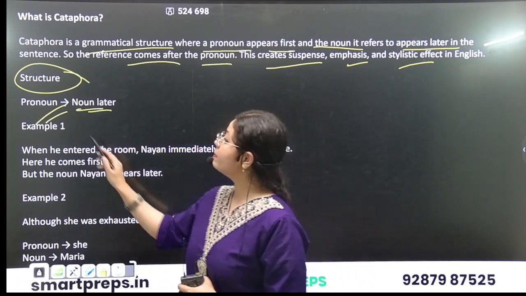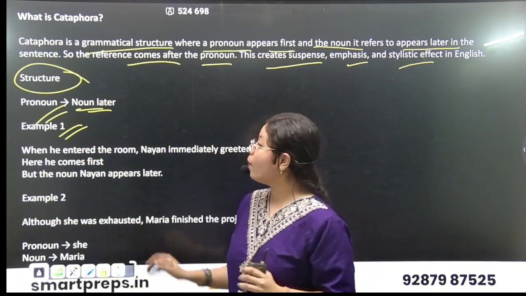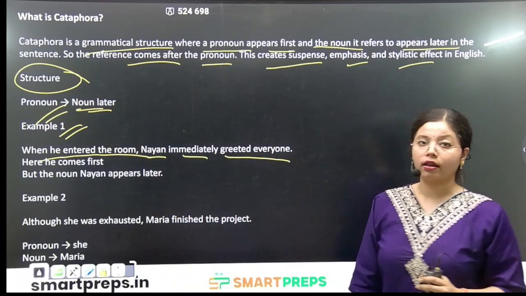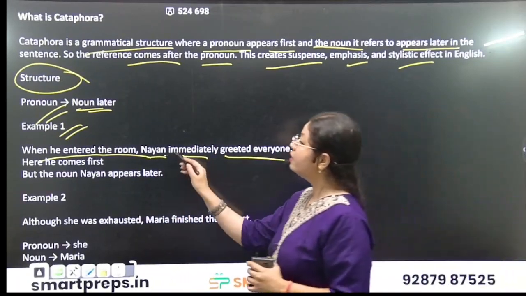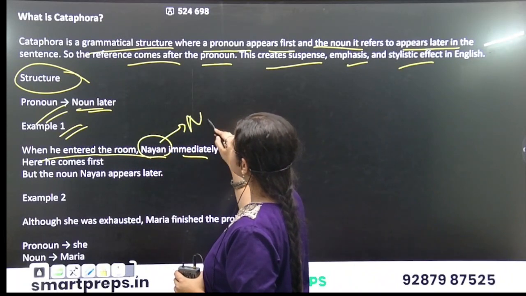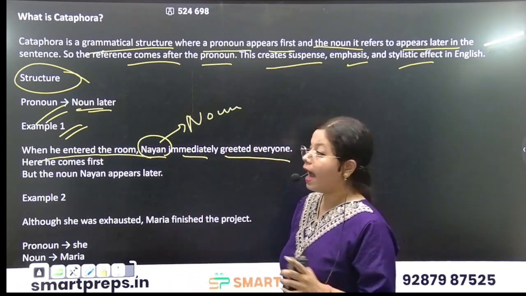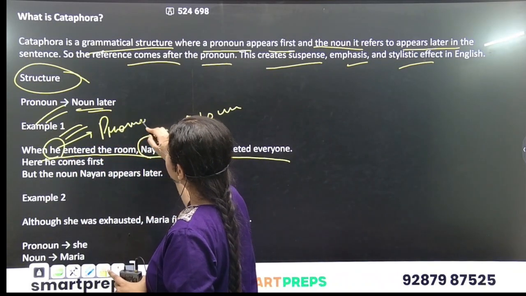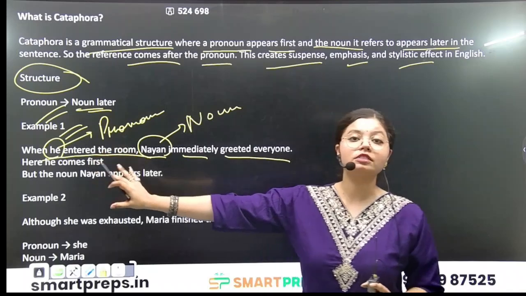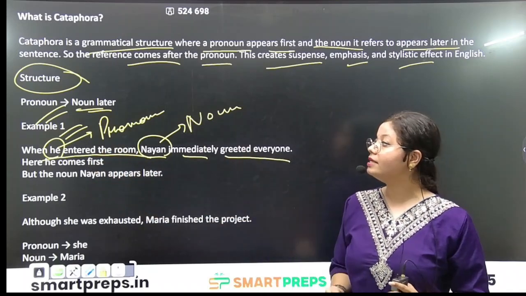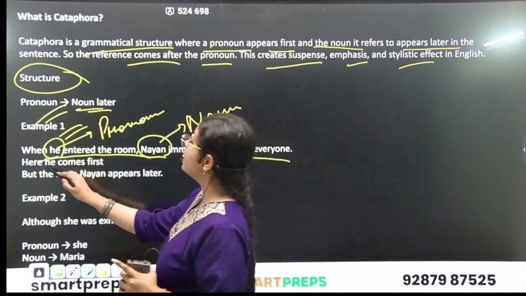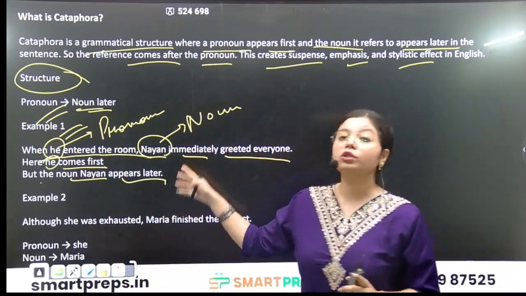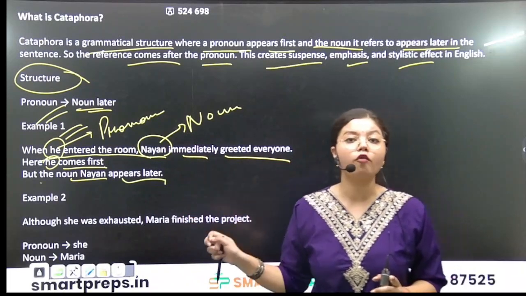Let's understand with some examples. Example 1: when he entered the room, Nayan immediately greeted everyone. Now here, can you see Nayan? It is the noun. And when he entered, this is the pronoun. So the pronoun is placed in the first place and then the noun is placed later on. So here, he comes first, but the noun Nayan appears later. So this is the exact structure of cataphora.